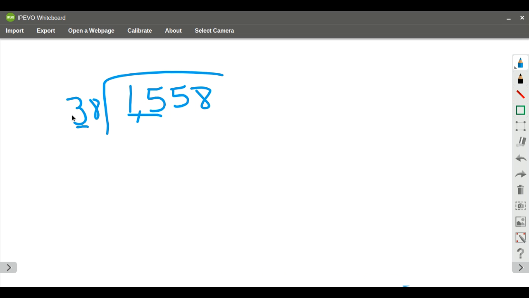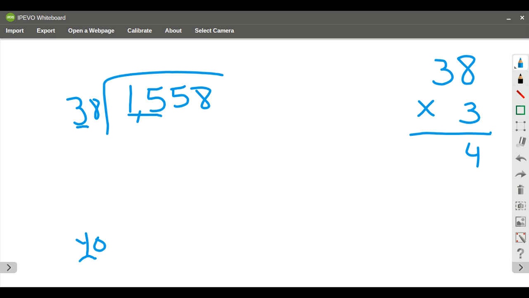But if I look at this as not 30, but as 40, so if I round it and say, hey, this is 40, I now look at how many times 40, or 4, because 38 is close to 4, goes into 15. It's going to go in there 3 times. So I'm going to try 38 times 3 and see what I get, because I think that 38 times 5 is going to be too big. 8 times 3 is 24. So I'll put down the 4. I regroup the 2. 3 times 3 is 9, plus 2 is 11.